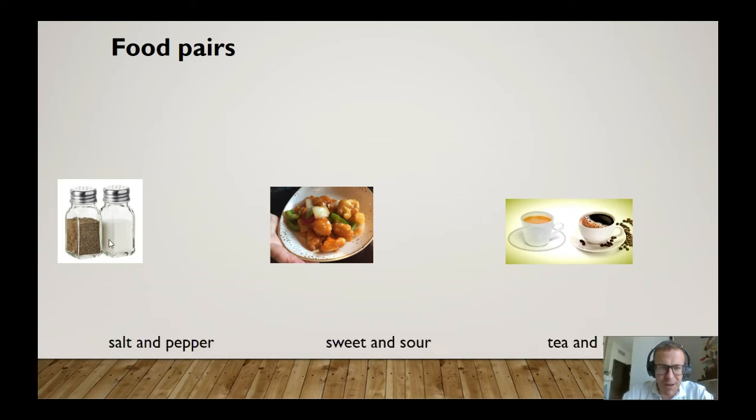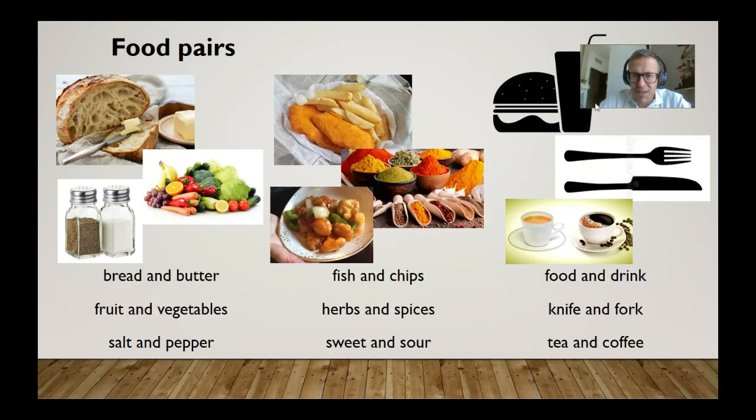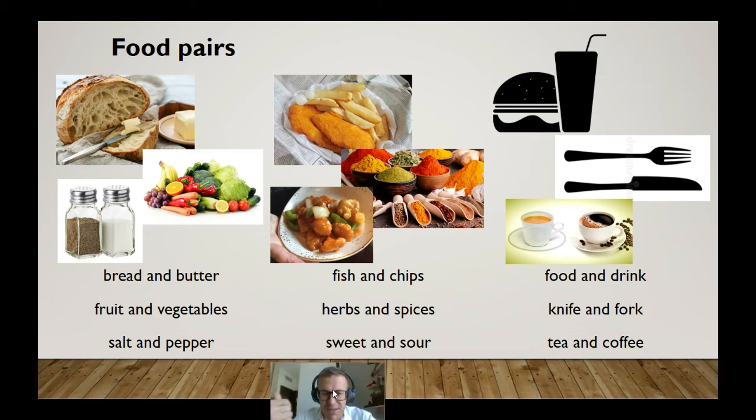Salt and pepper, although the picture has them the other way around. Salt is the white one. Sweet and sour. Difficult to find a picture, but Chinese food often has a sweet thing, that's honey or sugar flavour, and sour, that's a bit more salty on the back of the tongue. And then tea and coffee. Easy ones here. So these are food pairs. Try to remember the order that they go, remember the spelling, and remember how to say them. And I need to move on quickly because this is making me hungry.